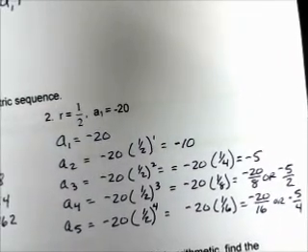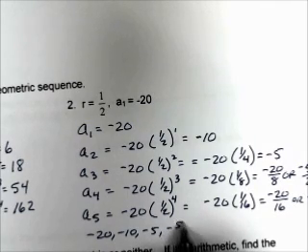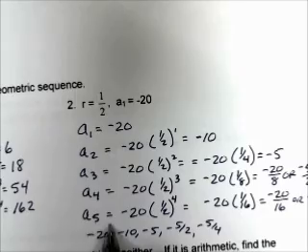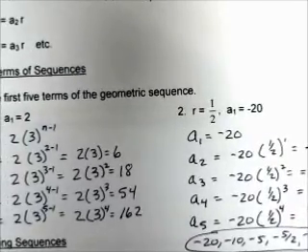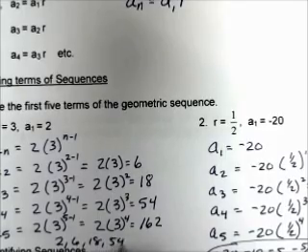Write the first 5 terms. So I have space here. Let me just list this. Negative 20, negative 10, negative 5, negative 5/2, and negative 5/4. This would be the first 5 terms. And let me go back to number 1. We have 2, 6, 18, 54, and 162.